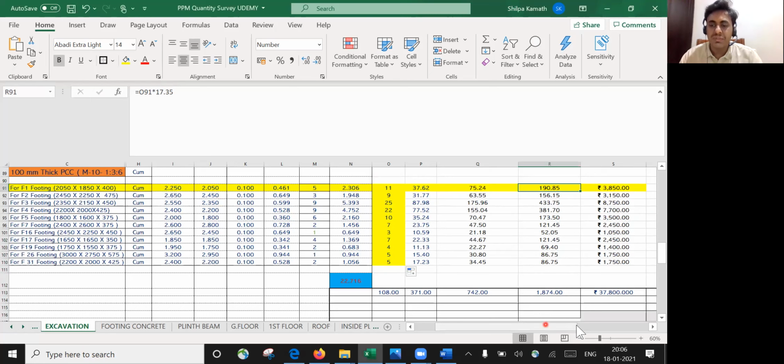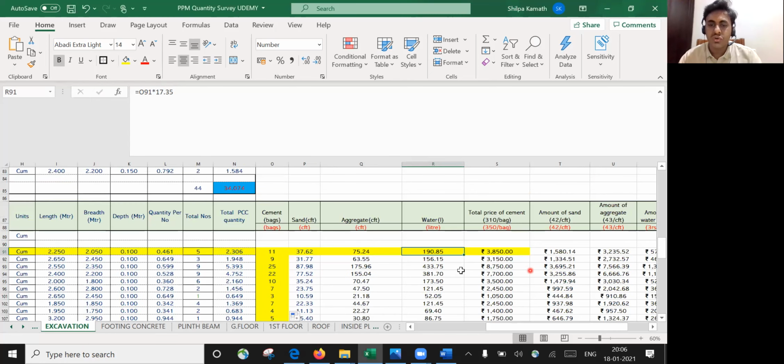Right? Now coming to the cost of this. So if I require 11 bags of cement for this PCC, what will be my cost of the material? So usually, now looking at the rate of the market at present, the price of one bag of cement is 350 rupees.